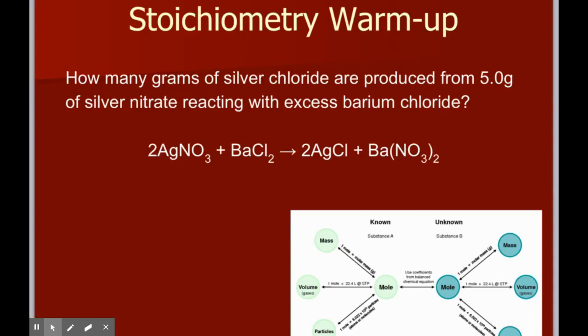Hello everyone. The objective we're going to be learning about today is dealing with stoichiometry. So I want you to start with this stoichiometry warm-up. What I would like you to do is pause the video and do the calculation. The mole island is given in the bottom of the slide in case you need a little help to remember how to do this. And then once you have an answer, go ahead and re-hit play and I will go over the answer with you.